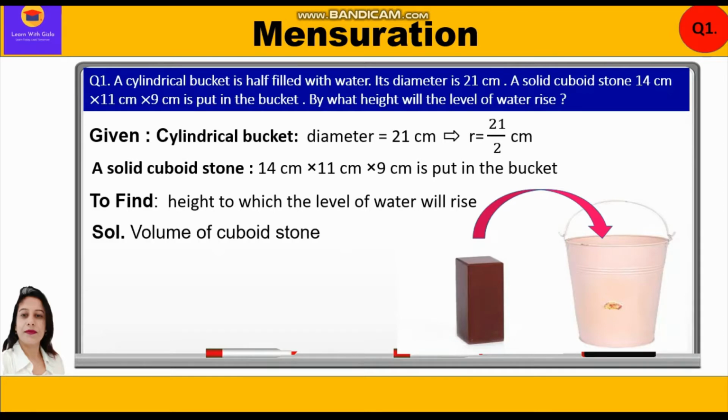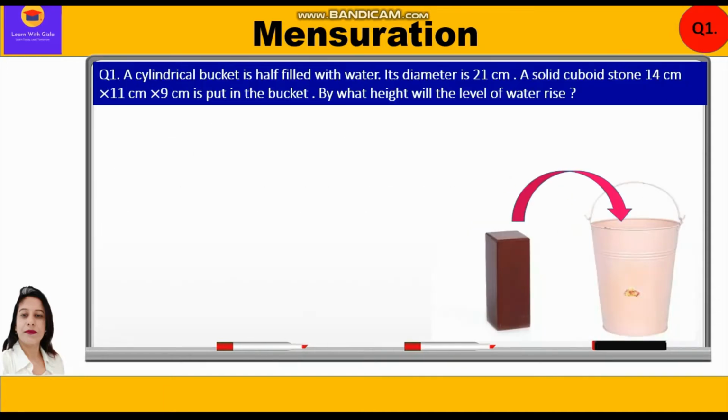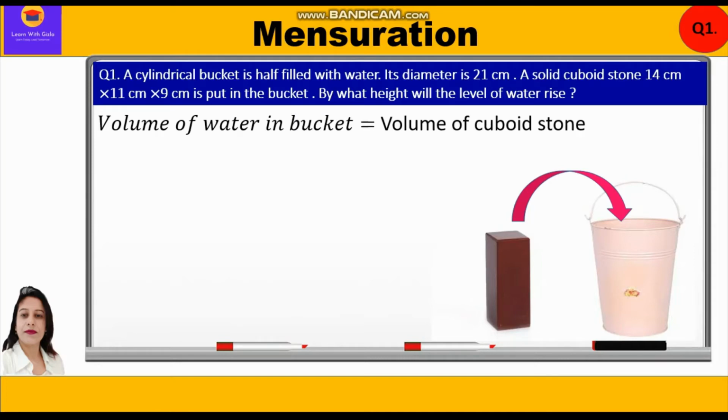Volume of cuboid stone is L into B into H, that is 14 into 11 into 9, and volume of water in the cylindrical bucket is pi r square h, which is equal to 22 by 7 into 21 by 2 whole square into h. This height we have to find. Now as per the question, the solid cuboid stone was put in the bucket which was half filled with water and which caused the rise in the level of water. So we can say volume of water which is in the bucket is exactly equal to the volume of the cuboid stone. So we will put the formulas now.